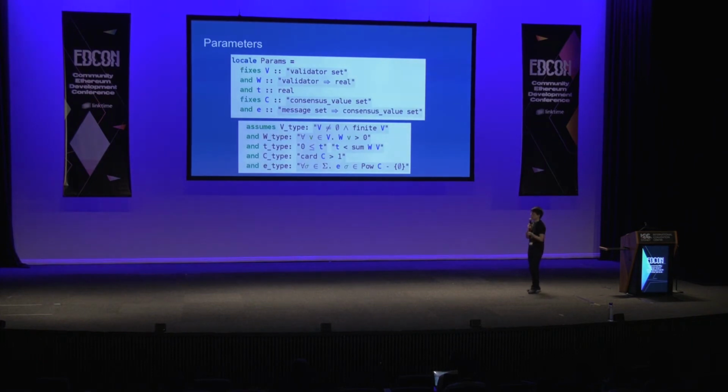So these are the 5 parameters of CBC Casper in Isabelle. V is a set of validators, and W is a weight mapping of validators. T is a threshold for certain Byzantine behavior, and C is basically a set of possible blocks, and E is called the estimator, which is basically the fork choice. And the bottom picture represents the restrictions on these parameters.